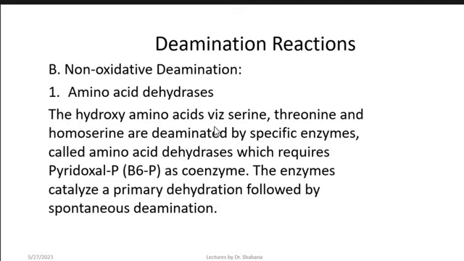अगर हम amino acid dehydrases की बात करें, the hydroxy amino acids like serine, threonine, and homoserine, they are deaminated by the specific enzyme called as amino acid dehydrase, which requires pyridoxal vitamin B6 as a coenzyme. ये जो एंजाइम है ये फिर स्पॉन्टेनियसली डीअमाइनेट करता है.